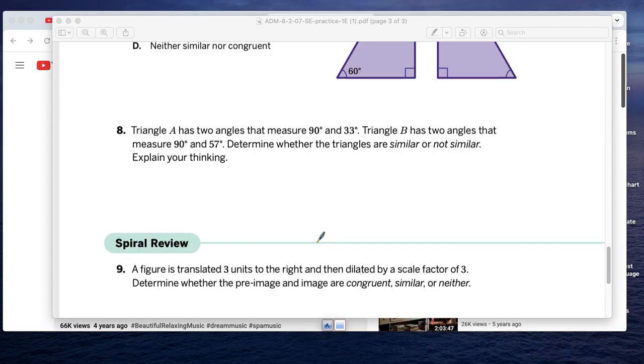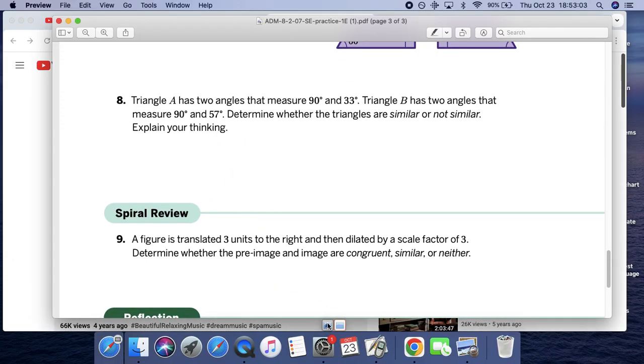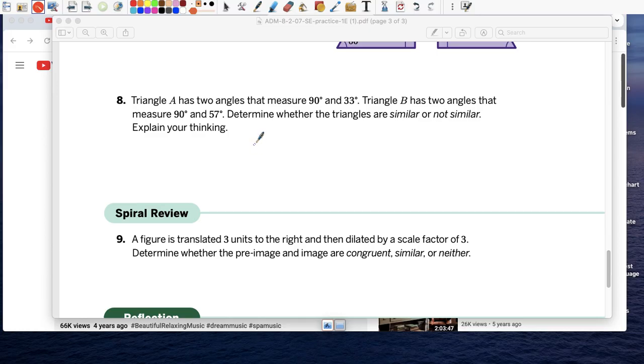Triangle A. So let's actually draw this. Right? So here's a triangle, and at a 90-degree angle, okay? Let me try a little better. So that's 90 degrees. You're telling me that this is 33. So this is triangle A.